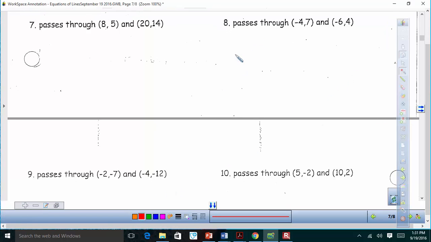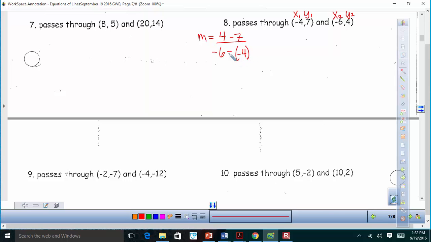So number 8, again, go ahead and start with labeling your points. Since this is the first that they gave me, this is going to be x1 and y1. This is the second set of points, so this is going to be x2, y2. Now I'm going to plug into my slope formula. So on top, I have y2 minus y1. So 4 minus 7 over, and then I do x2 minus x1. So x2 is negative 6 minus negative 1, minus x1, which is negative 4.